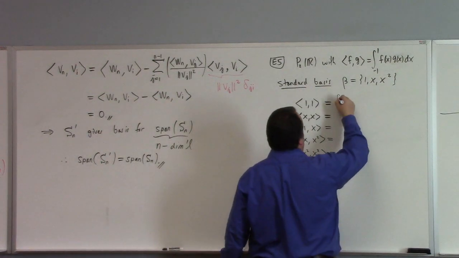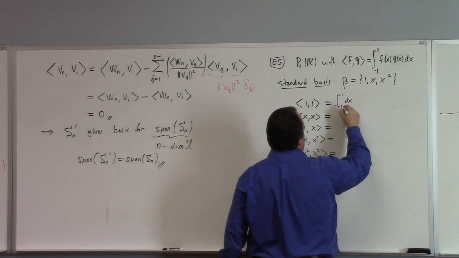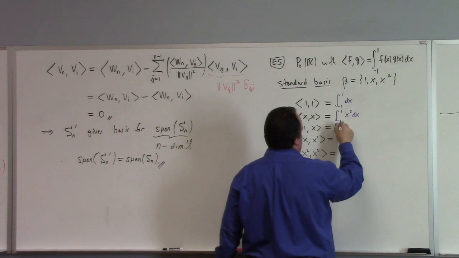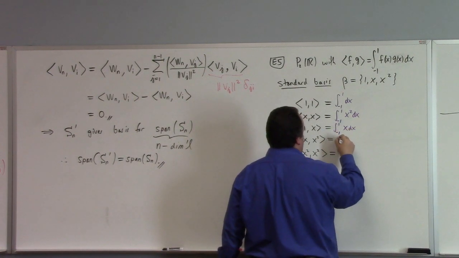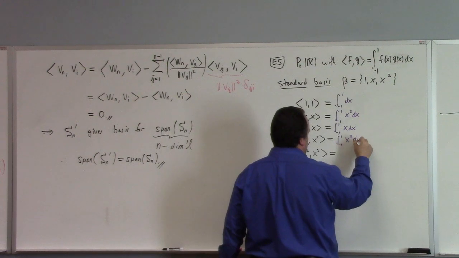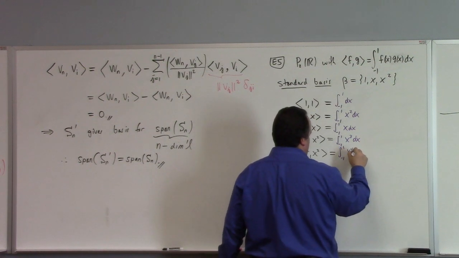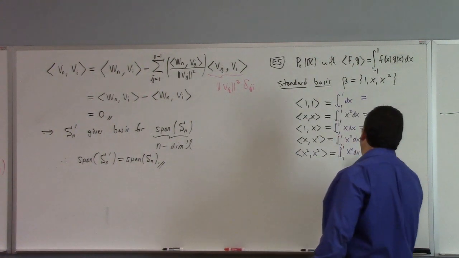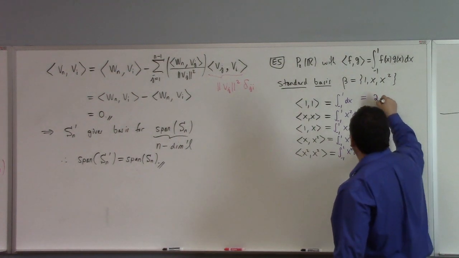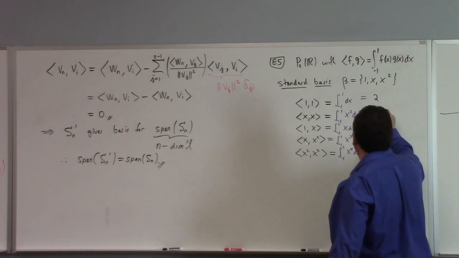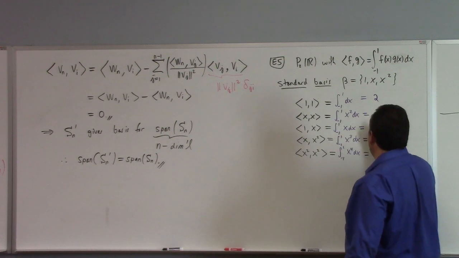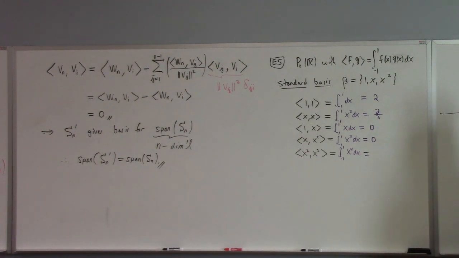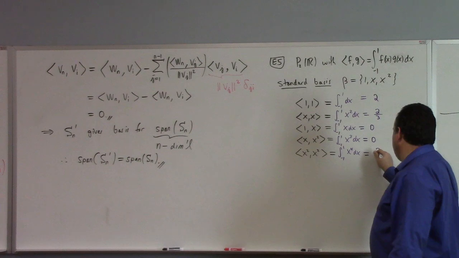Right? Integral from minus 1 to 1 of dx. Integral from minus 1 to 1 of x squared dx. Integral from minus 1 to 1 of x dx. Integral from minus 1 to 1 of x cubed dx. Integral from minus 1 to 1 of x to the fourth dx. Yeah? Well, for 1 it ends up being 2. We've got a 2/3. We've got a 0. We got a 0, integral of an odd function over a symmetric interval. And this guy gives me 2/5.